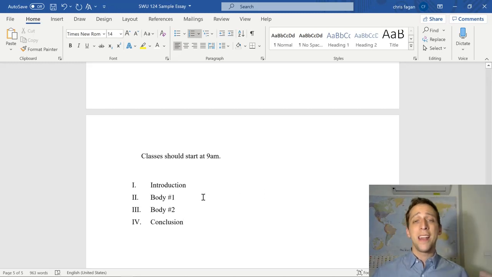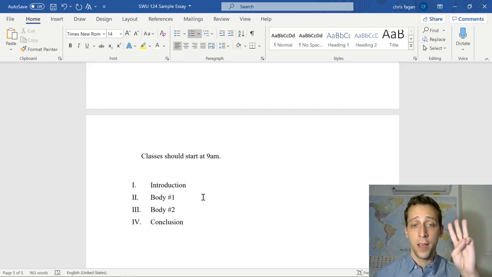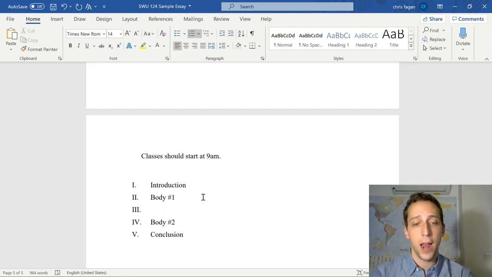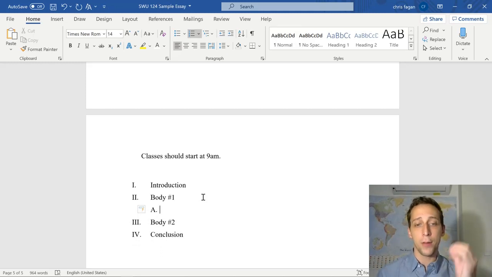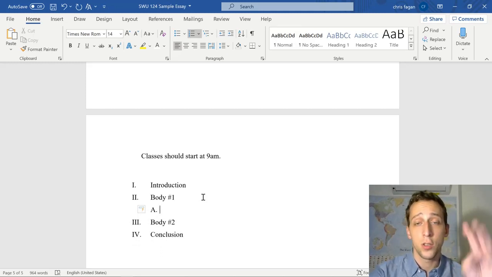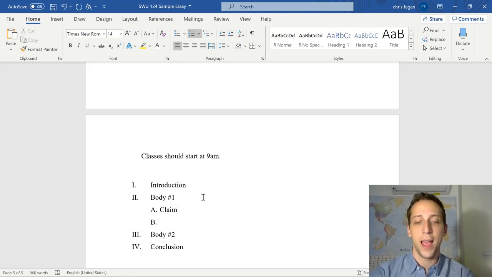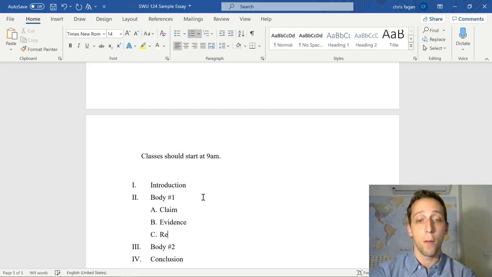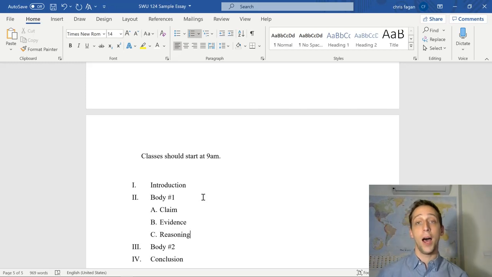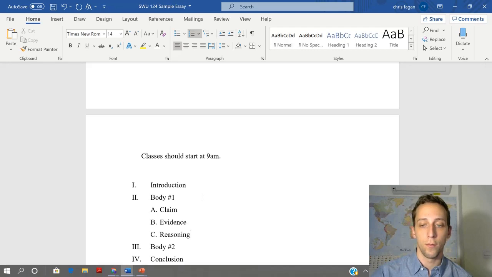So, right now, I am going to write my first body paragraph, and I need to remember that I need 3 things in a persuasive paragraph, and I will do those here with a capital letter, just like this. So the 3 things I need, right? I need a claim, then I need to get some kind of evidence, and then I need to share my reasoning and convince the dean to change the class time. And so that's what I'm going to do.